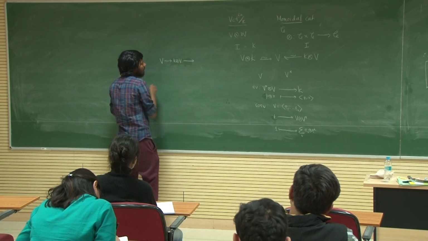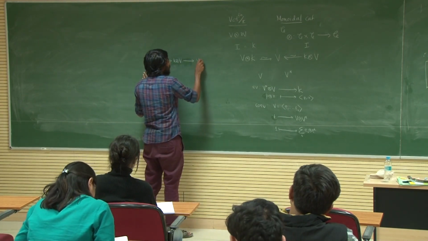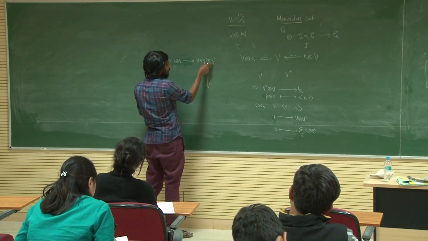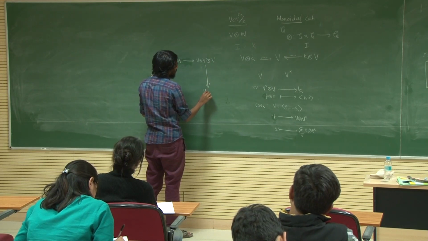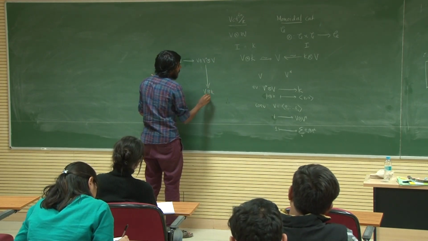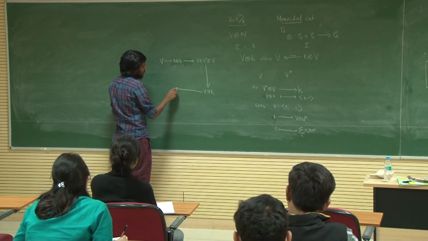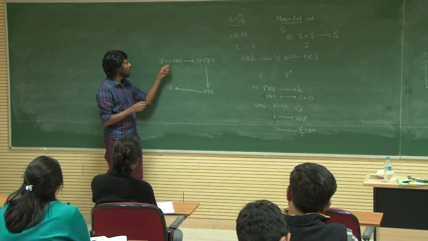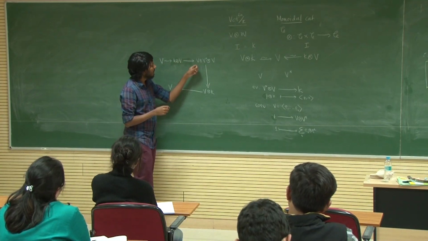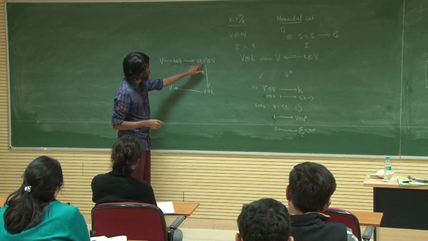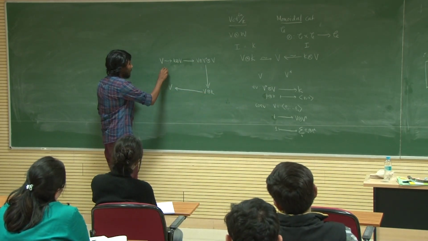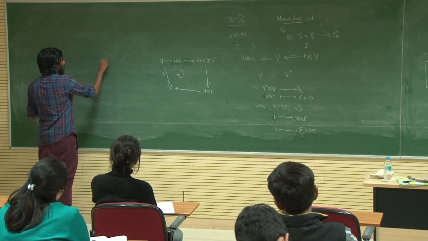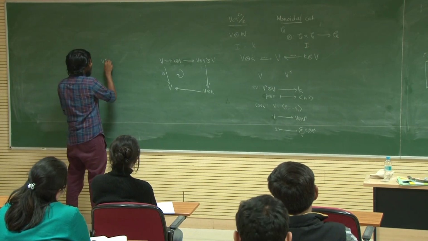Then I can apply co-evaluation on K, and I will get V tensor V star tensor V. Then I apply evaluation on the last two, and I get V tensor K, which is naturally isomorphic to V. If you start with a vector x, you go to 1 tensor x, then to this particular element, and then you apply the evaluation and come back to the identity of V. So this diagram commutes.